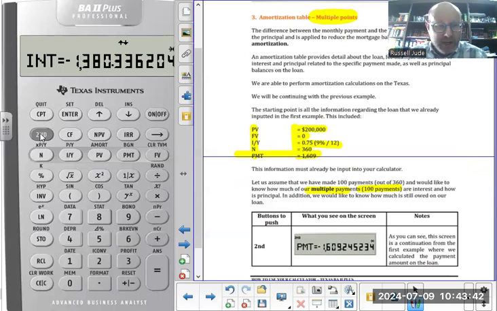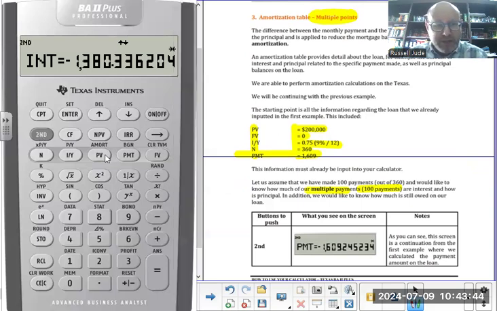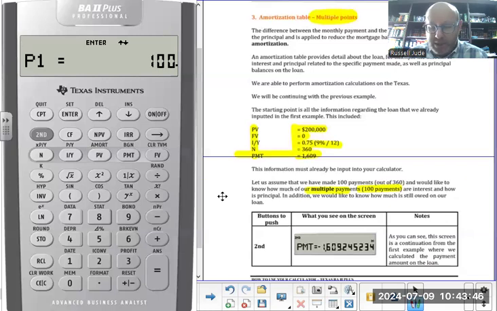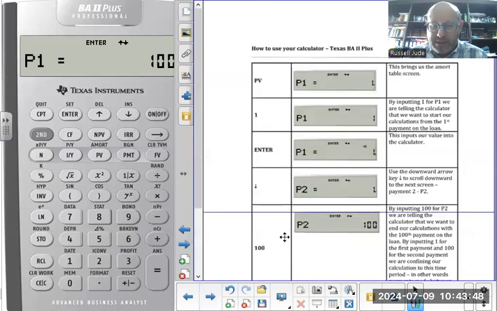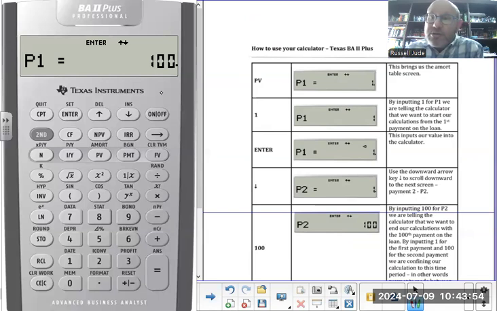Okay, so again, we are going to go second function. Amort takes me to my payments over there. Now, instead of pushing 100 for payment number 1, I'm going to put a 1 over there. Why? Because I want to see and analyze payments on this loan, 100 payments. In other words, from payment 1 all the way through to payment 100.